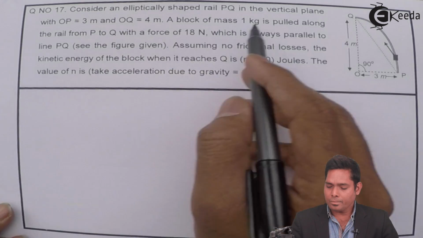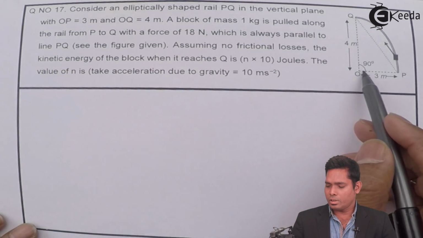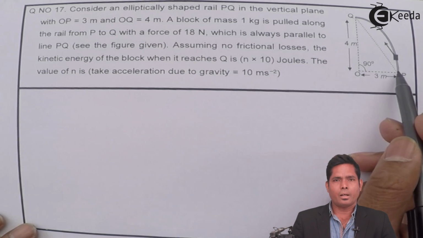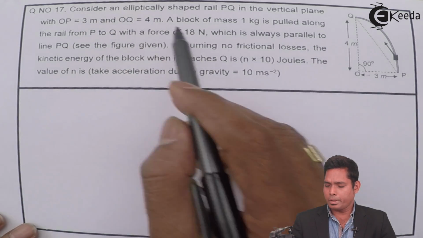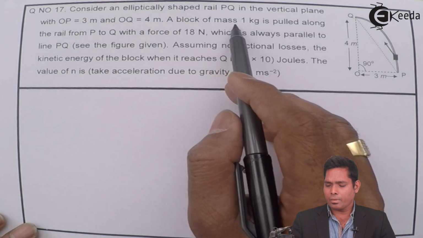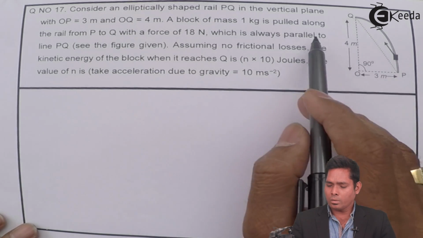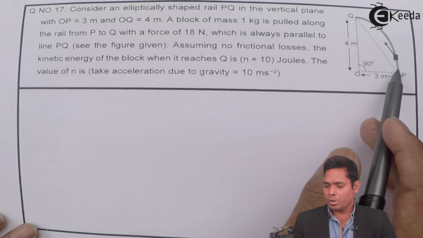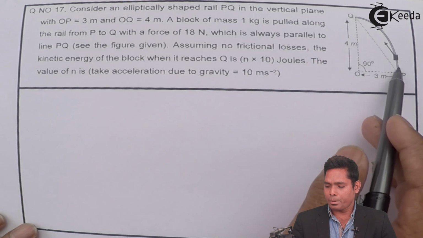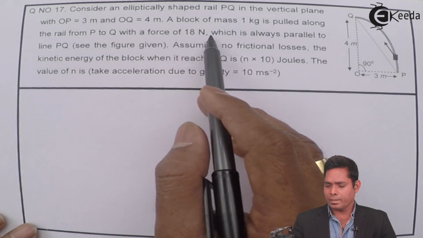The vertical plane with OP 3 meter. This distance is 3 meter and OQ is 4 meter. A block of mass 1 kg is pulled along the rail PQ. So it is pulled from here P to finally Q with a force of 18 Newton.